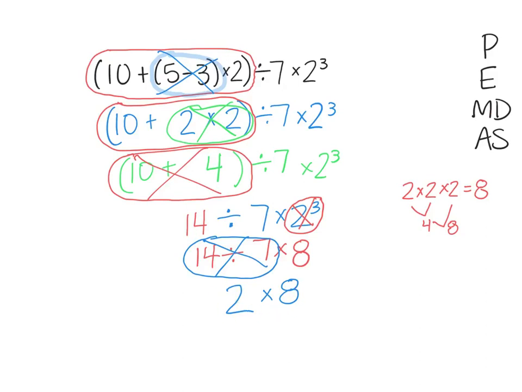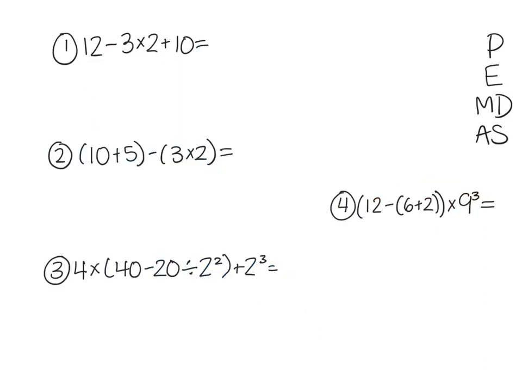2 times 8, that equals 16. So 16 is the answer to this problem. Here are now 4 problems for you to try. So what you will need to do is write these 4 problems on a piece of paper and solve them.